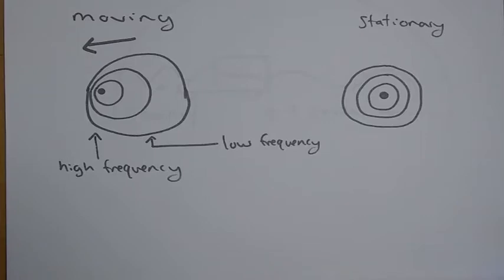If the object moves to the left and continues to produce the same noise, the edges of the circle to the left of the object are closer together than the edges of the circle to the right of the object. This means the wavelength to the left of the object decreases and the wavelength to the right of the object increases.